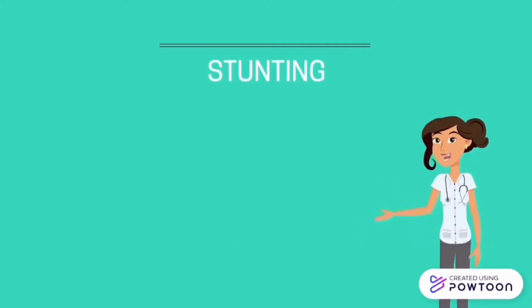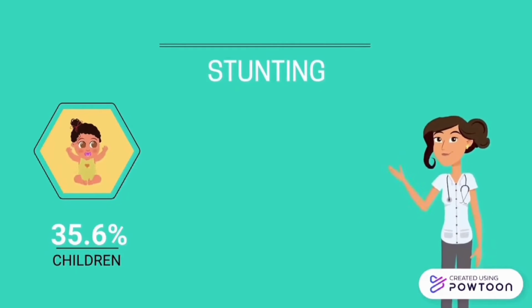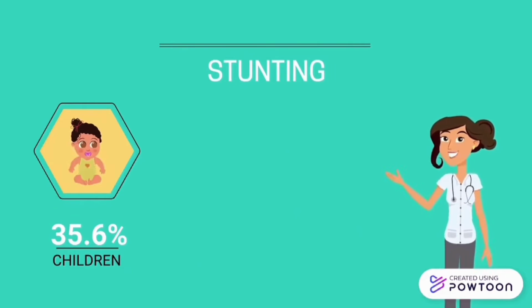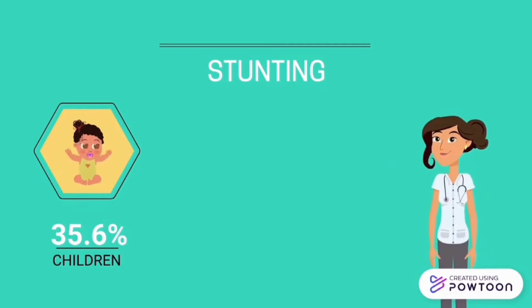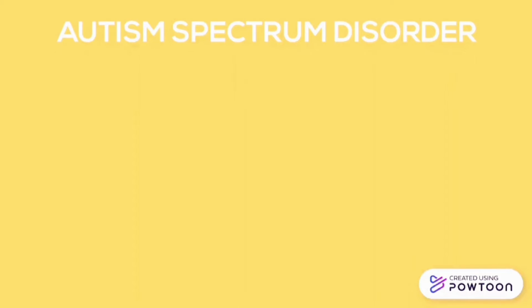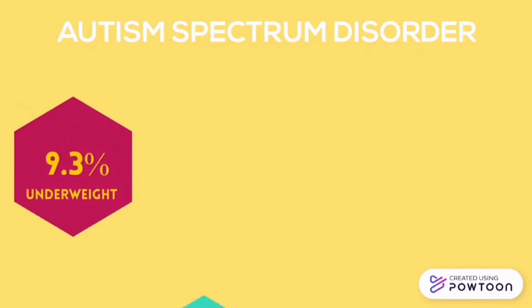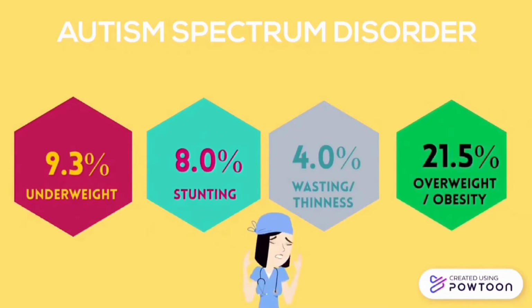Next, for stunting, the study showed that approximately 1/3 of the children, which is 35.6%, and 7.8% of the mothers were stunted. 1 in 5 of the children were anemic, while 1/3 had intestinal parasitic infection. Lastly, for autism spectrum disorder, the study showed that the prevalence rate of underweight, stunting, wasting, overweight were at 9.3%, 8%, 4%, and 21.5% respectively.